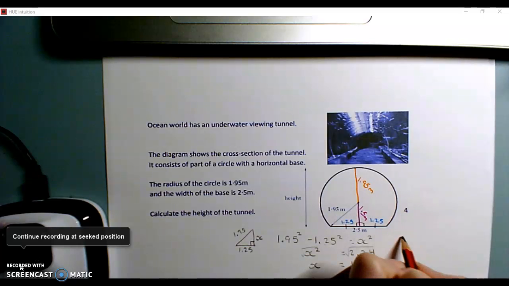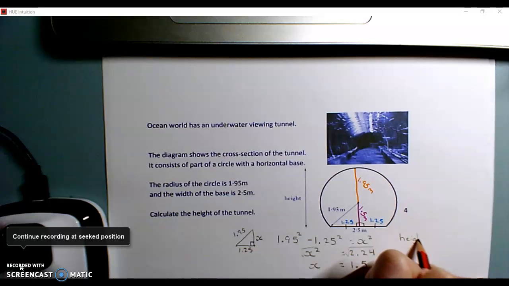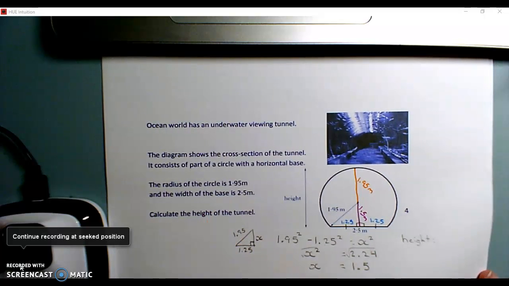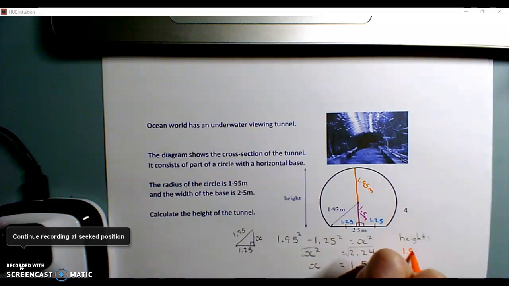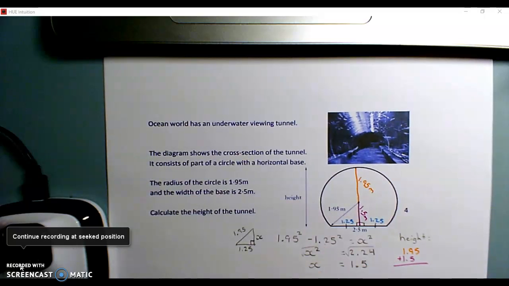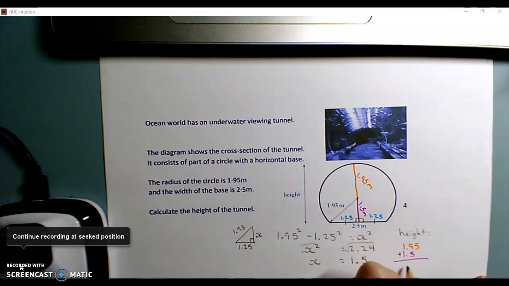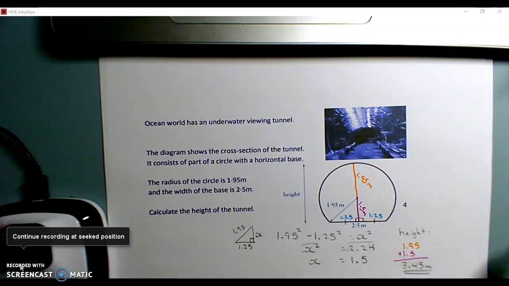Now I want the whole height. So we know to get the height, we need to add the 1.95 plus 1.5, and when we put that together, we are going to get 3.45 meters. So the height is 3.45 meters.